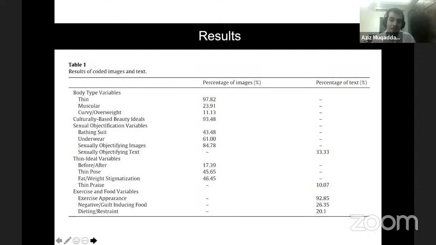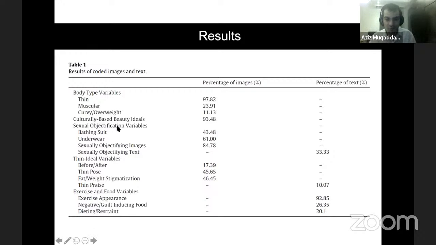And here are the results, finally. This is what the authors found. You report the results at the end. 97% of the images had a thin body type, or about 98 actually. About 24% had muscular, about 11% had overweight. For the culturally based beauty ideals, 94%, or 93.5, had beauty ideal images: the blemish-free skin, the white straight teeth, etc.